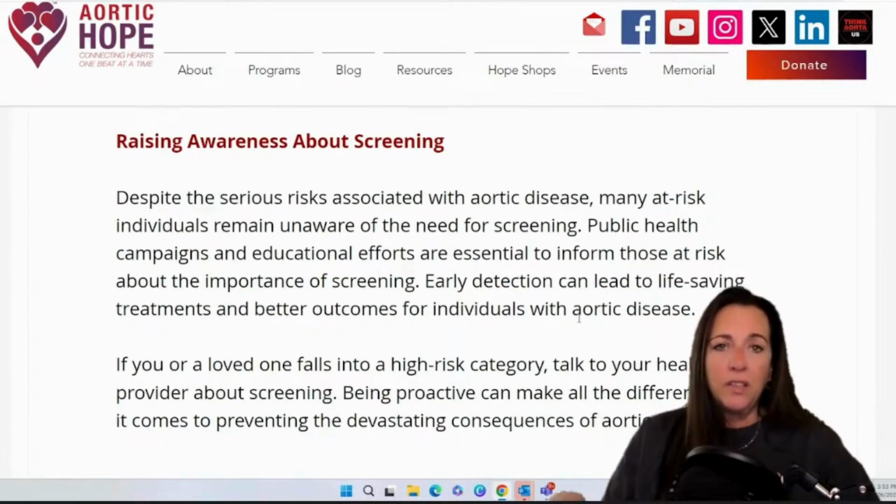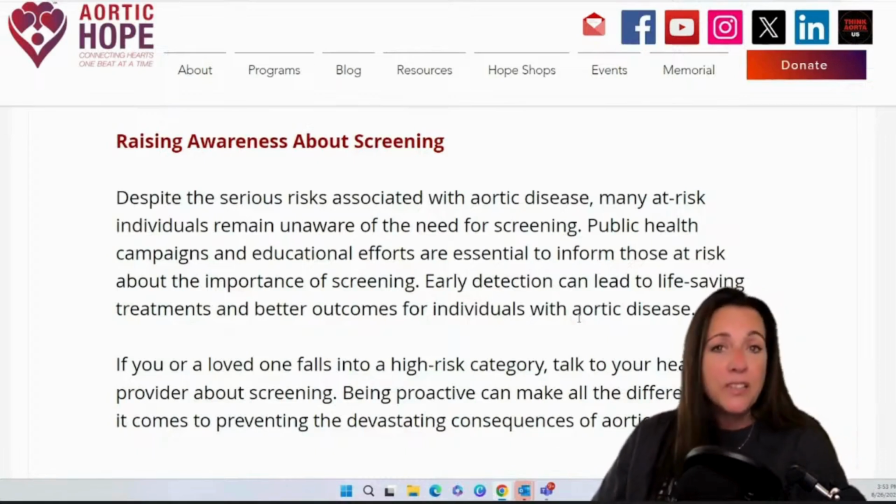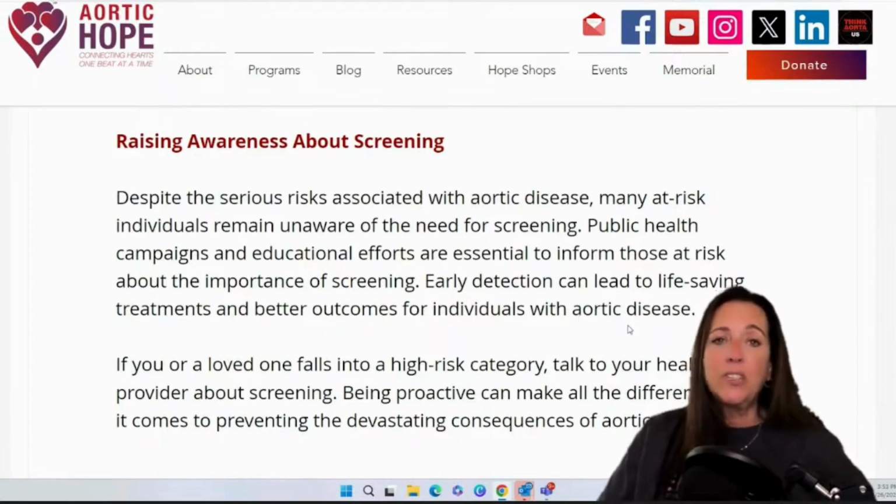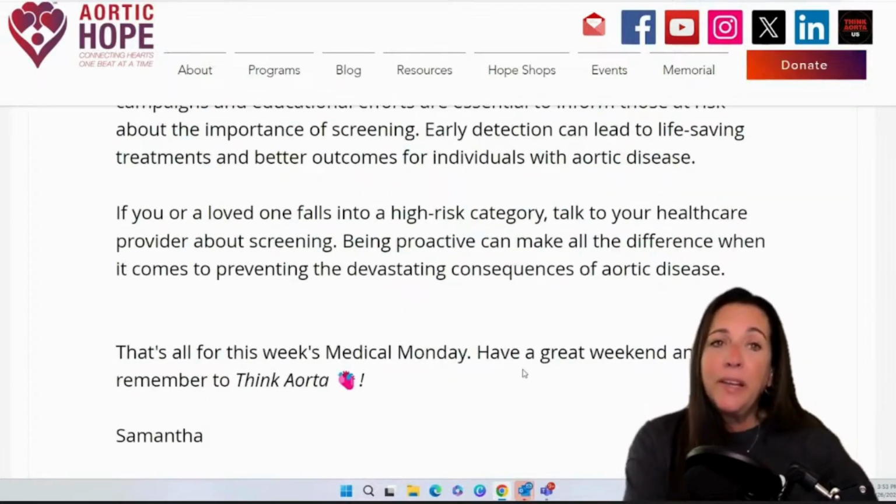So if you or a loved one falls into that high-risk category, talk to your healthcare provider about screening. Have that conversation. Being proactive can actually make all of the difference when it comes to preventing the potentially devastating consequences of aortic disease. And that was Medical Monday.